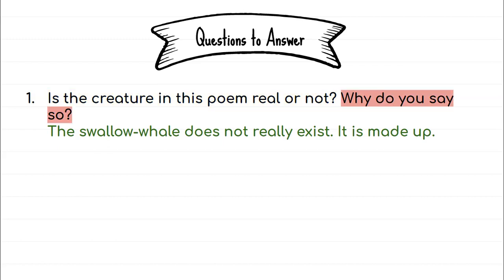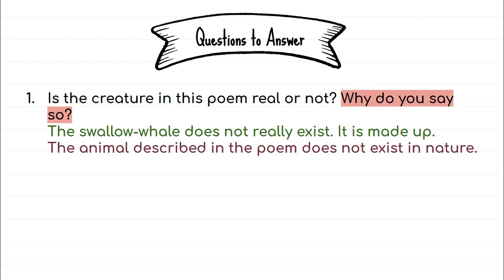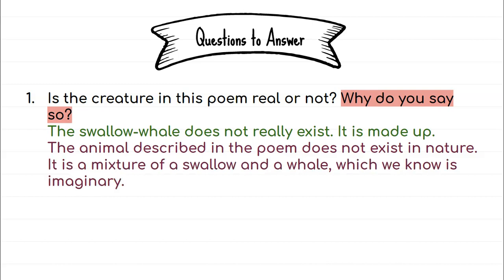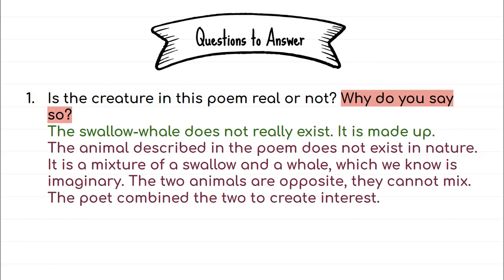The second part of the question is, why do you say so? So you could have said a few things. Here are some suggestions. Please elaborate on the answers you do have. The animal described in the poem does not exist in nature. You could have said it's a mixture of a swallow and a whale, which we know is imaginary. There's no such thing as a mix between a swallow and a whale. We could have said the two animals are opposite. They cannot mix, a bird and a fish, or a bird and a sea creature. And then the poet combined the two to create interest.